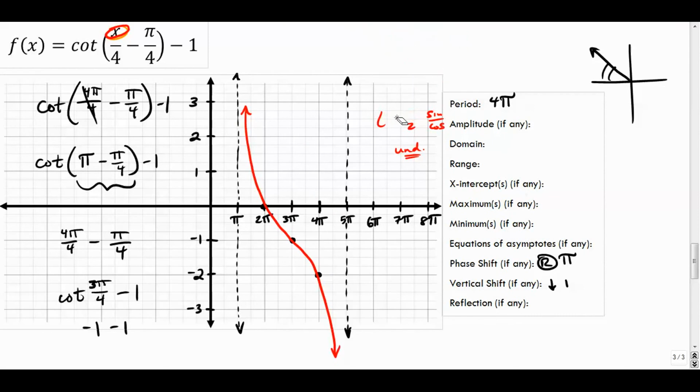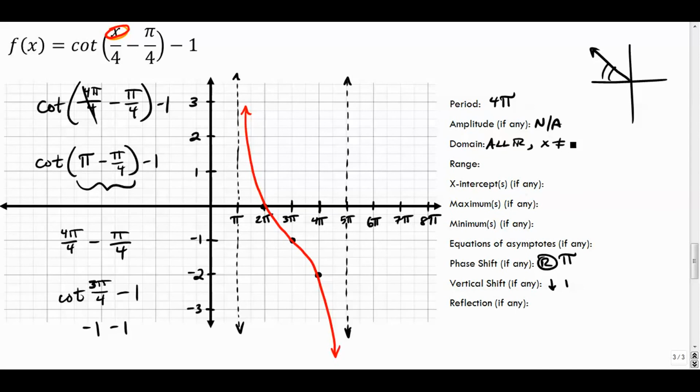All right, life is good. We are ready to wrap this up here. We have our 3 key points. We have our asymptotes. Amplitude, there isn't any for this. Cotangent, tangent, secant, cosecant don't have amplitudes. Domain is all real numbers with the exception of the asymptotes. So that's pi plus 4 pi times n, where n is some positive or negative whole number. The range is everything.